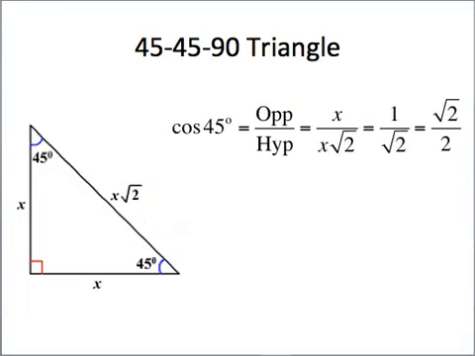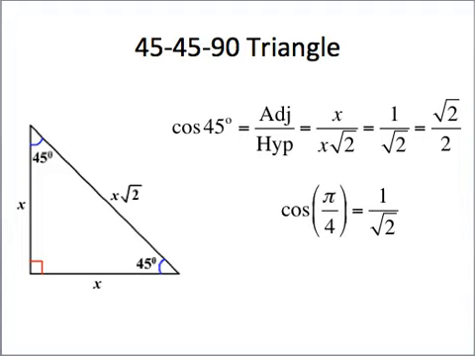So that's incorrect. Let me fix that. So again, cos 45 is adjacent over hypotenuse, x over x root 2. It is again 1 over root 2, or root 2 over 2. 45 degrees is pi over 4. So the cosine of pi over 4 is root 2 over 2, which tells you then the inverse cosine of 1 over root 2 has to be pi over 4.